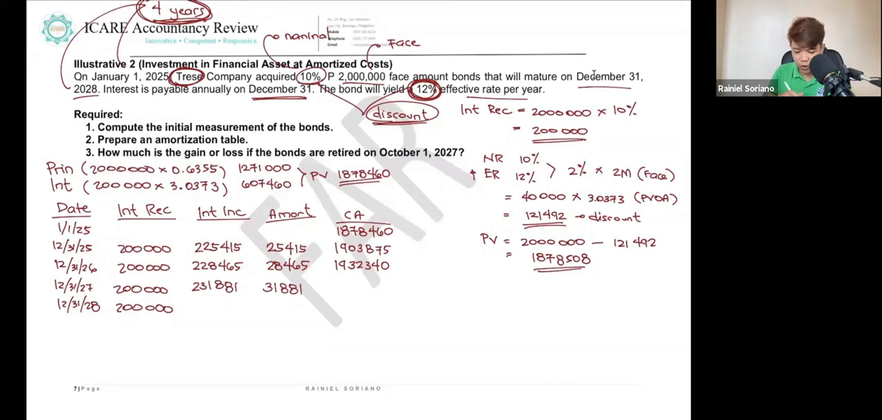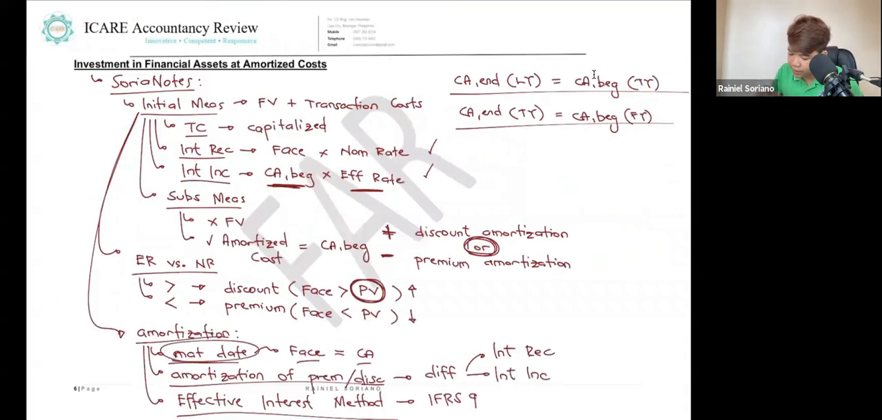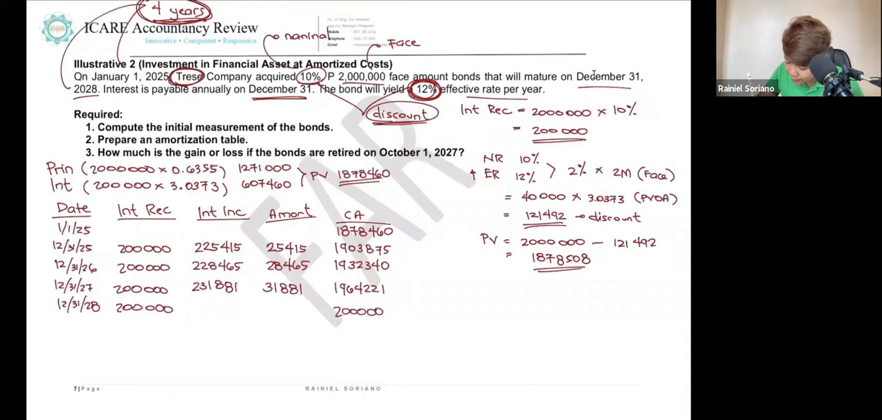I-add mo ulit. So, plus 1,932,340. This is equal to 1,964,221. Okay? Then apparently, what is our goal? Our goal is on the date of maturity, face is equal to carrying amount. So if force balance natin yung face amount, dapat 2 million to. Ibig sabihin ngayon, magkano dapat yung amortization? Our amortization now will be equal to 2 million minus 1,964,221. Okay? So magkano to? This must be equal to 35,779. Okay? Then apparently, dapat mas mataas ang interest income eh. So the interest income now will be equal to 235,779.